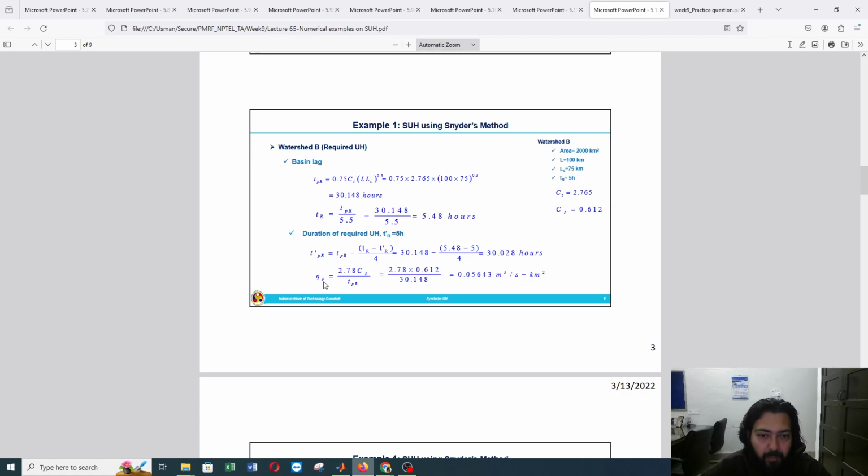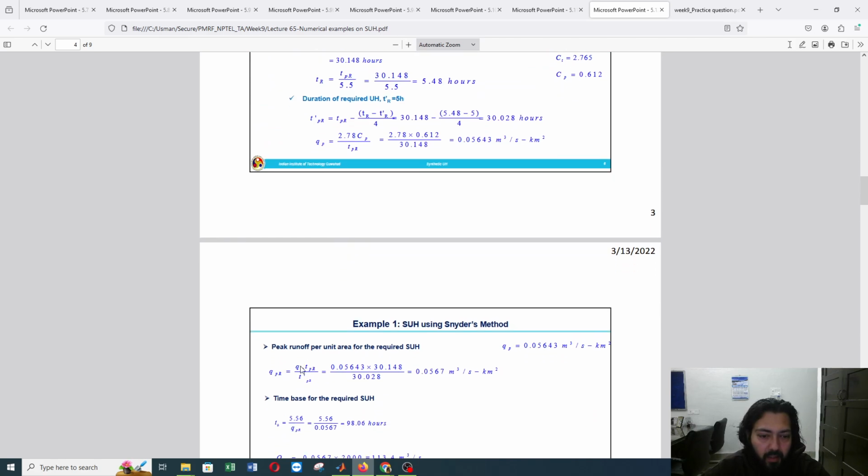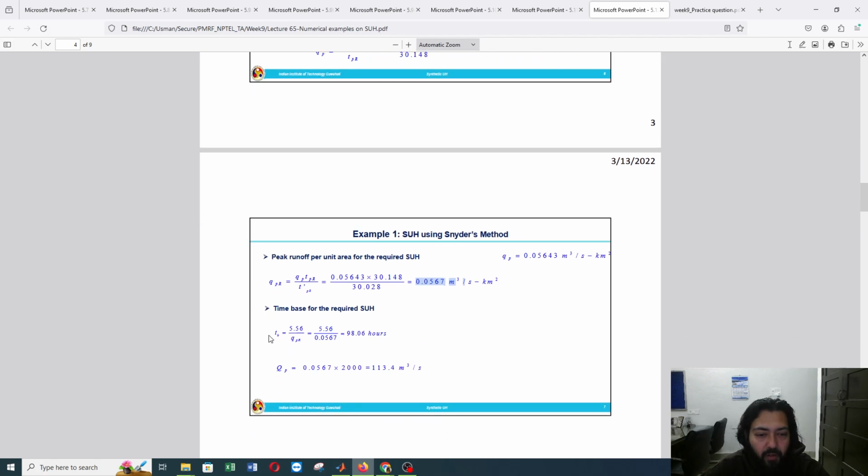Now we are going to calculate the peak discharge, but the important thing to remember here is we are not using the updated peak time, we are using the time to peak from before. So we got the value of QP here, that is peak discharge. Since we know the value of peak discharge, now we can calculate the peak runoff per unit area for the required SUH. When we are calculating it for the required SUH, at that time we have to use the updated value of time to peak. So this is the peak discharge value that was required for the synthetic unit hydrograph, and we are also calculating the time base.